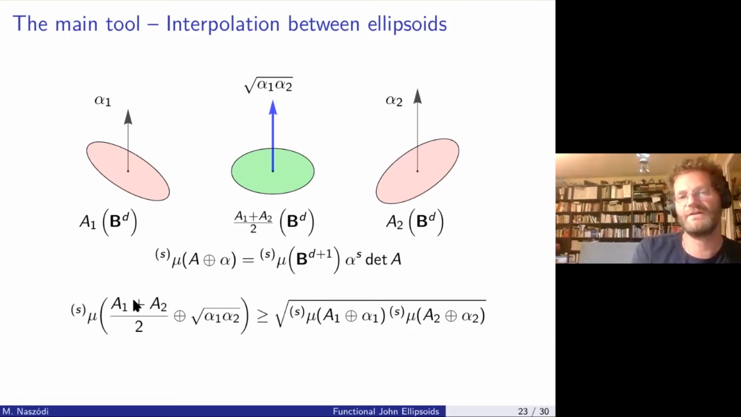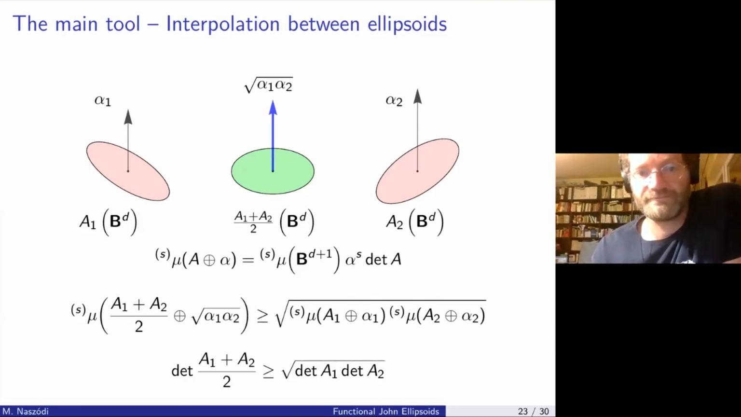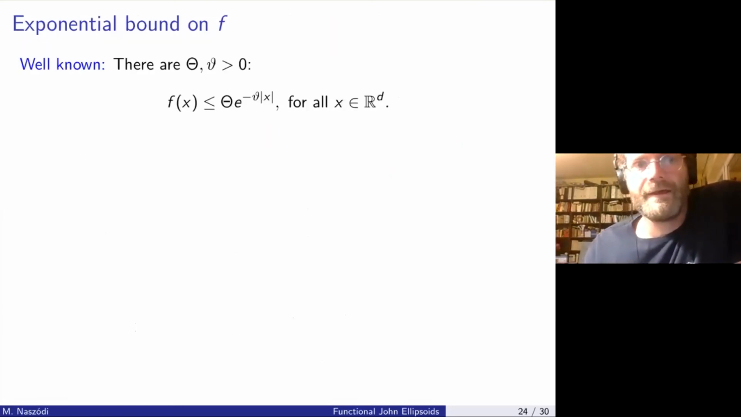So the S measure of the interpolated ellipsoid is bigger or equal than the geometric mean of the two ellipsoids. Okay, so in particular, if they were equal, then unless these matrices are special, it will be actually bigger. And the determinant here is again bigger than that, that's just a basic fact from linear algebra.